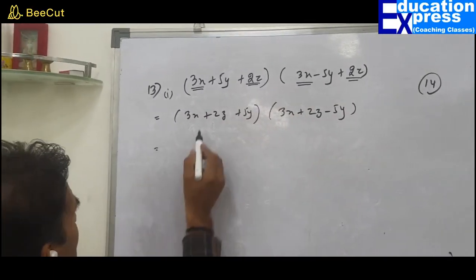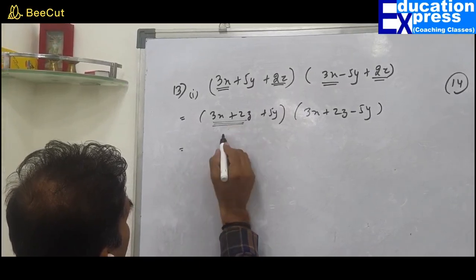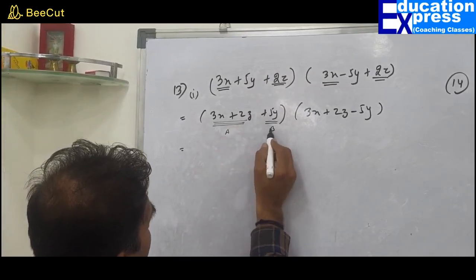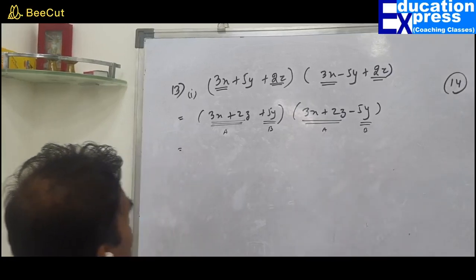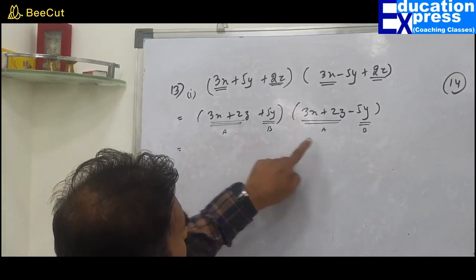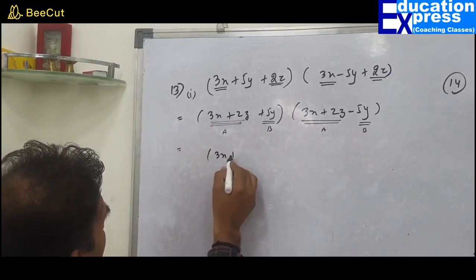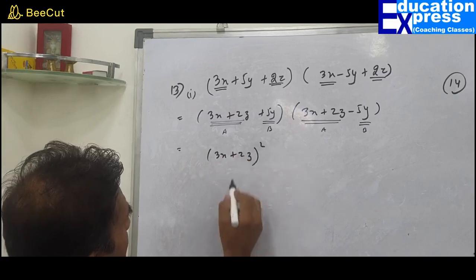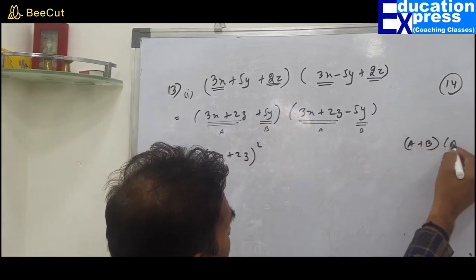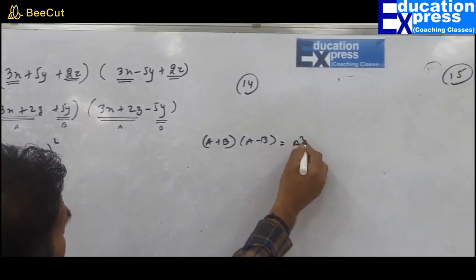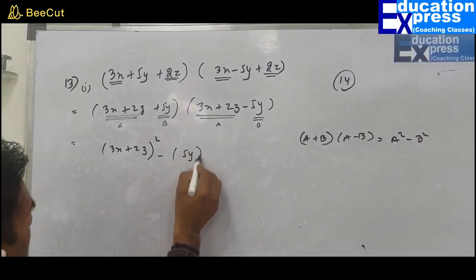Now what happened is, this part you can treat as A and this part as B. Have a look. If this part is A and this part is B, you get A plus B, A minus B, because these were identical. So you can say, A plus B into A minus B is A square minus B square.